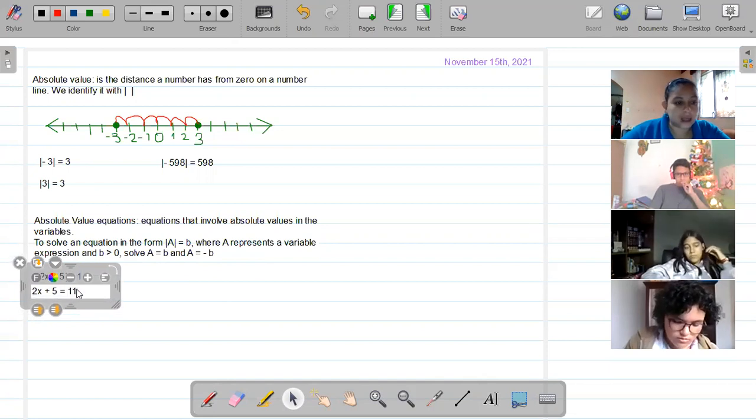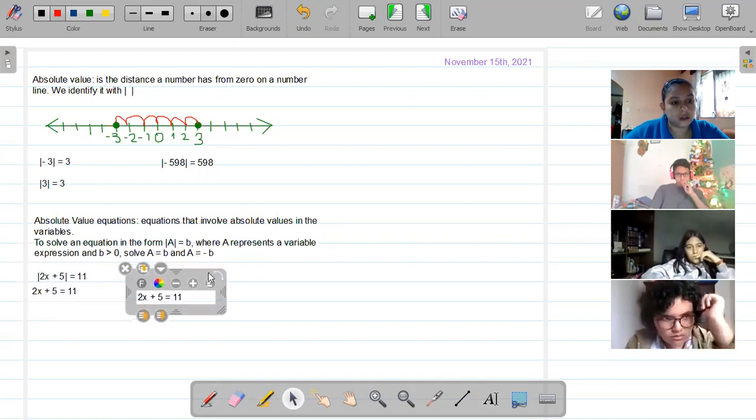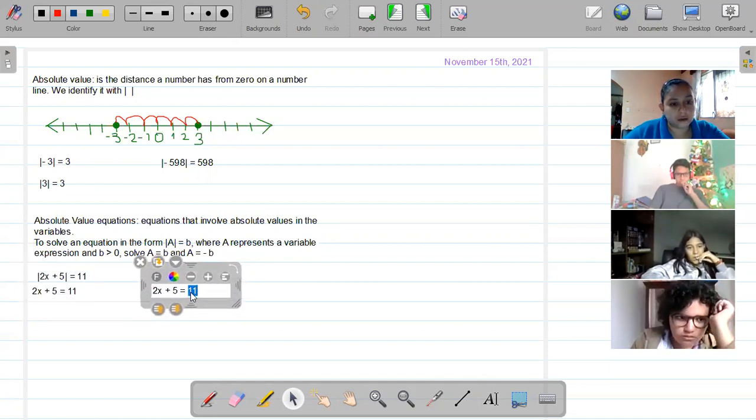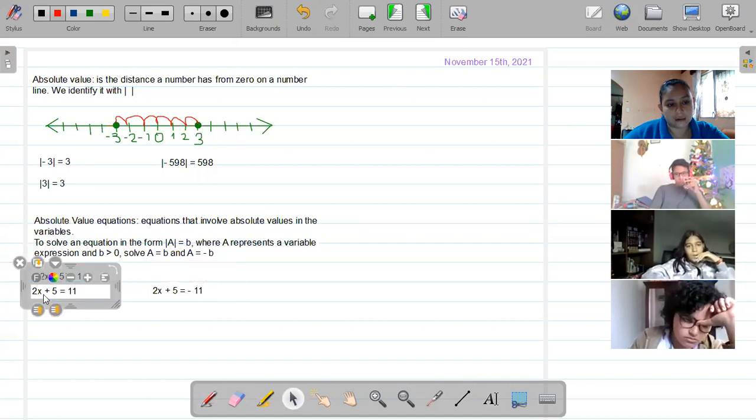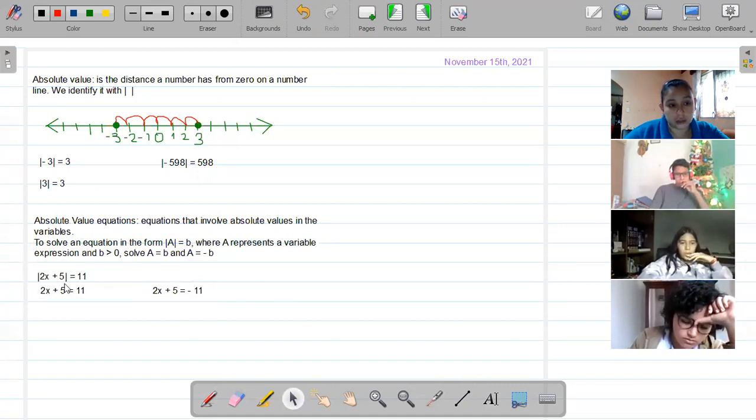Okay. And the second one is going to be 2x plus 5 equals negative 11. That's why A is equal to B and A is equal to negative B. So you're going to have 2 solutions, and we're going to solve this like a normal equation that we have been solving. Like usually, this 5 is adding, so it goes to the other side, subtracting.